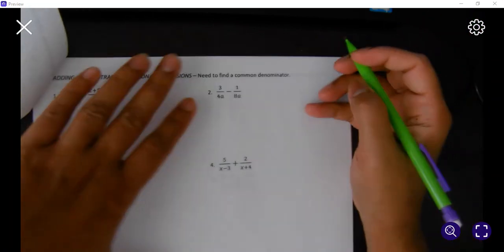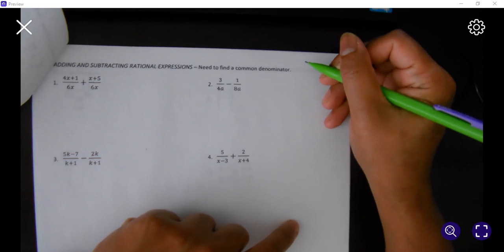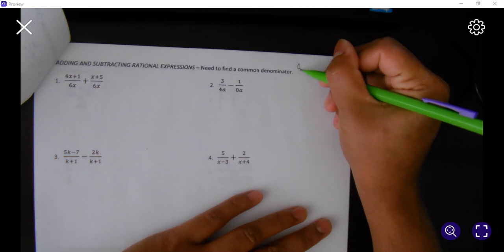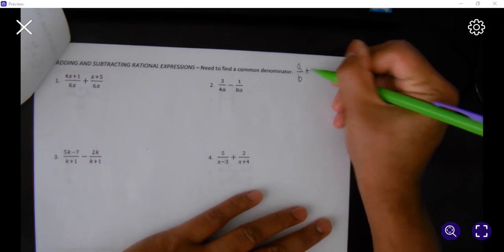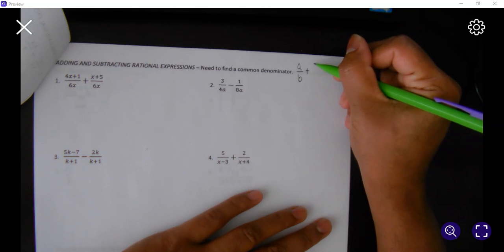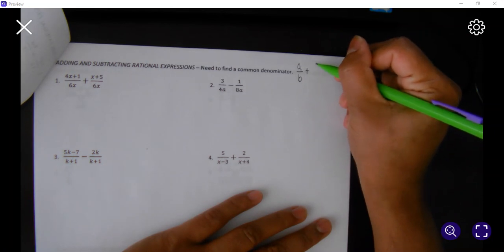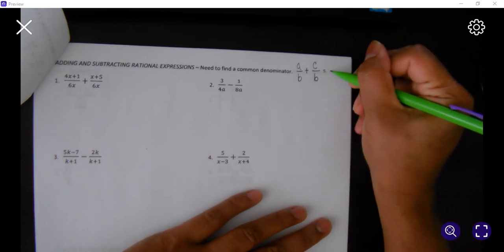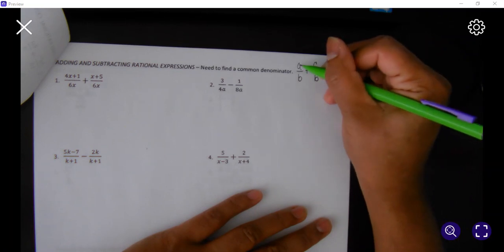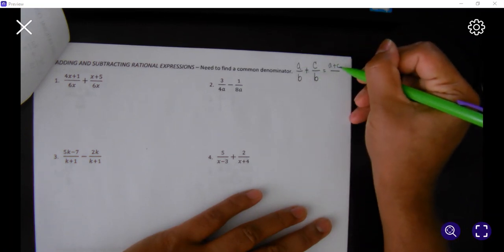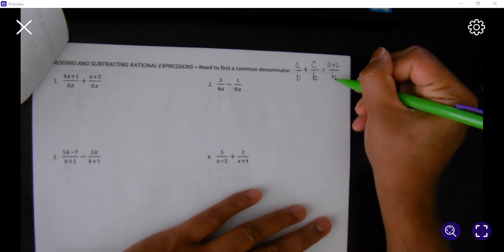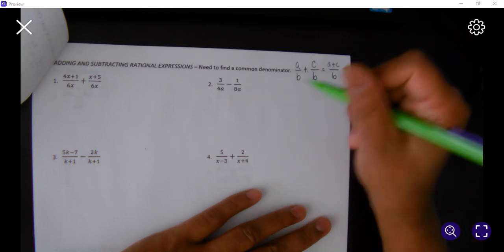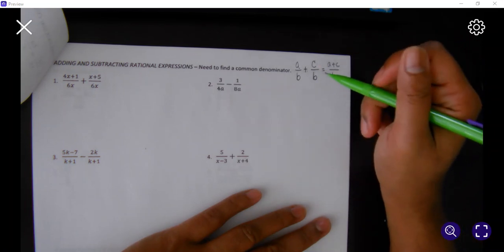Just a reminder that whenever you have a fraction, like a over b, and you're adding or subtracting another rational expression, c over b, you can add the numerators, so a plus c, as long as you have a common denominator, and then you just bring the denominator over. You don't add the denominators. But if you don't have a common denominator, then you're going to have to find one.